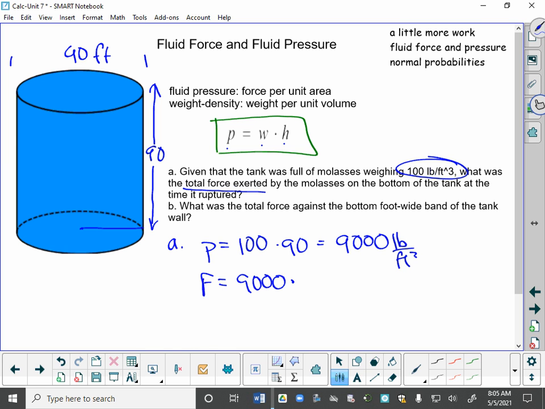So this has a radius of 45 feet, and so an area of pi times 45 squared. This will have units of square feet. This had units from above of pounds per square foot. Square feet cancel. This will have units of pounds, and that works out to, are you ready?